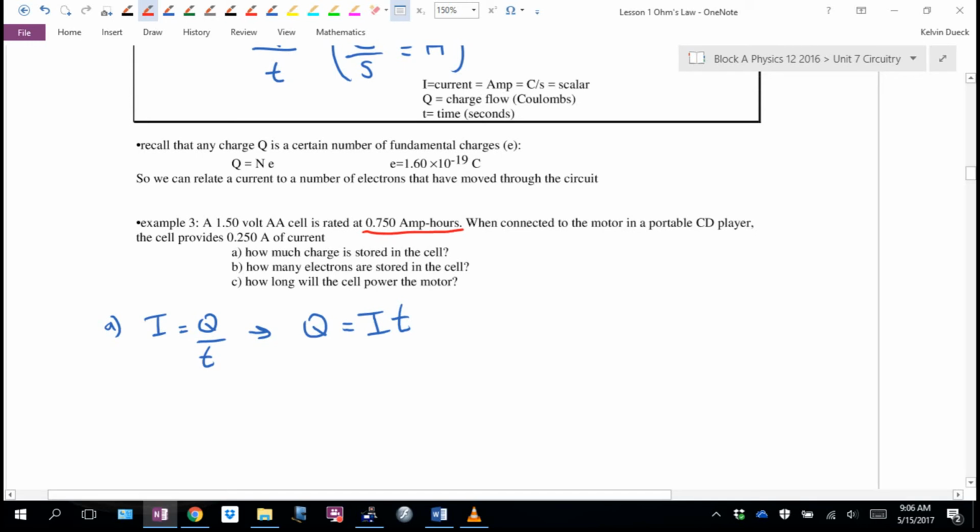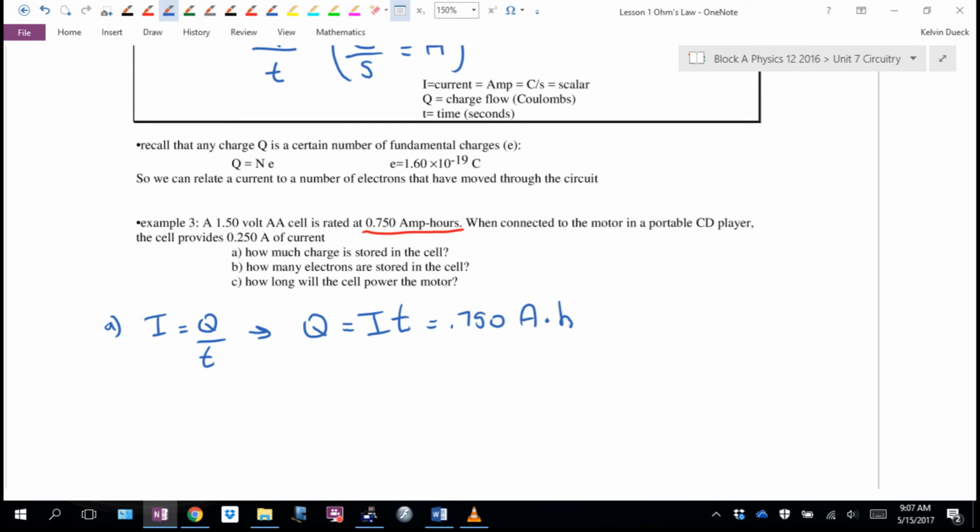You can run a 1.5 amp device for 2 hours. You can run a 6 amp device for half an hour. That's all you got. So it's a quick way to do some nice, easy arithmetic if you're wanting to know how long will my battery last. So I have as a measurement 0.750 amp hours, but coulombs is not measured in amp hours. Coulombs is measured in amp seconds. So I need to convert this hours to seconds.